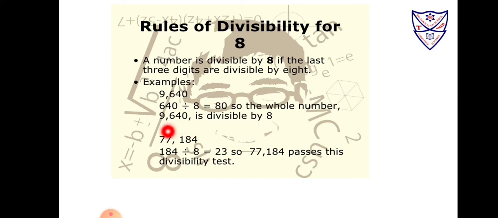Let us take one more example. 77,184. What is the rule for divisibility of 8? The last 3 digits we will see. So, is 184 divisible by 8 or not? Yes, it is divisible by 8. So, students, 77,184 is divisible by 8.